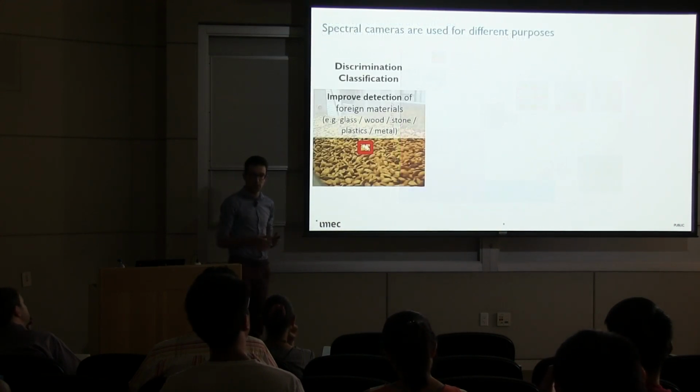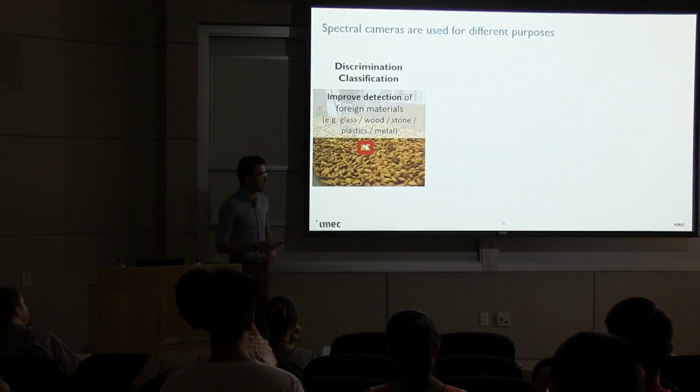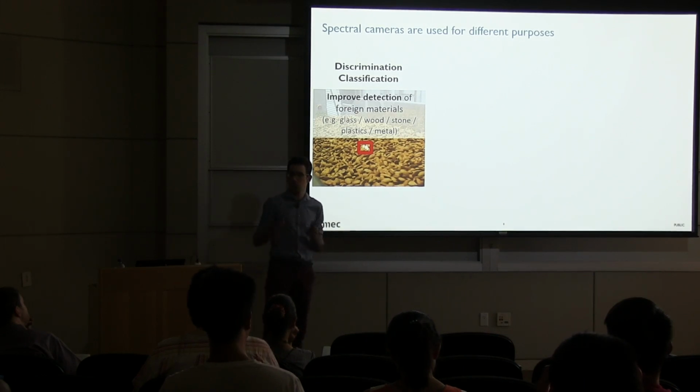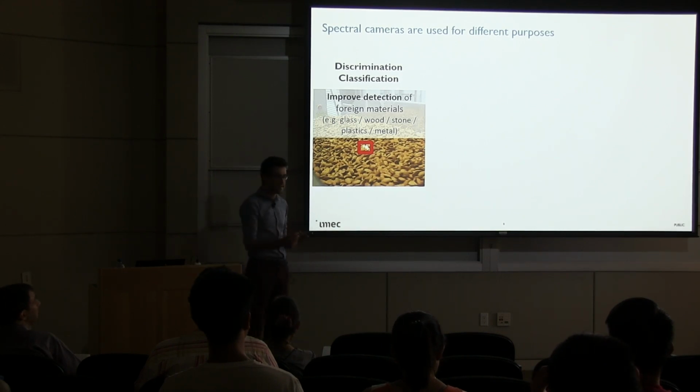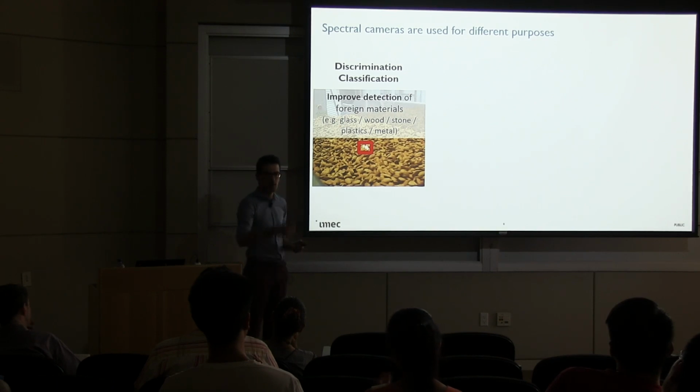There are many different ways you can use a spectral camera. The most obvious one is where you just try to discriminate between different objects. For example, you have here some almond nuts, and you want to detect some foreign material which does not have the usual spectrum, and you want to take them out or detect something else. So just discrimination is the easiest problem. You don't even need a good spectrum for that. You just need a different spectrum for each object.